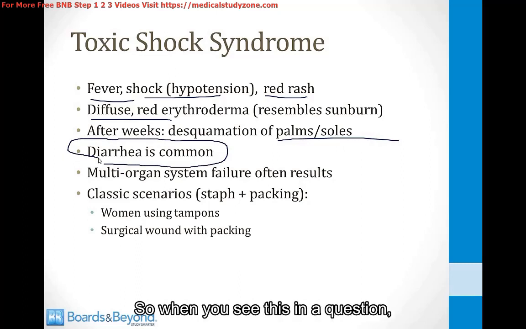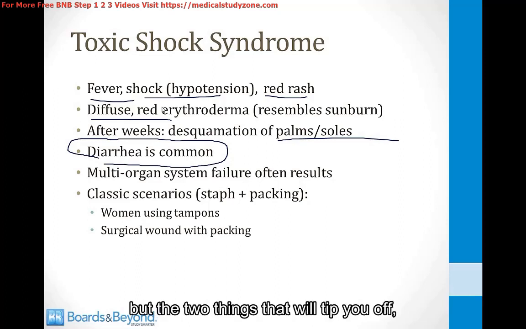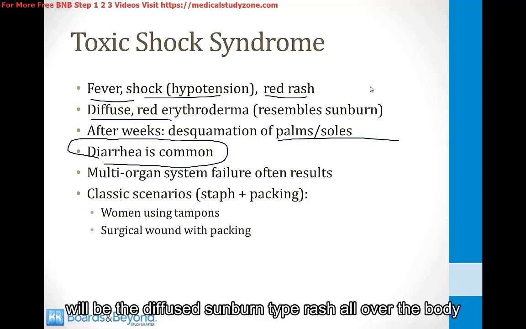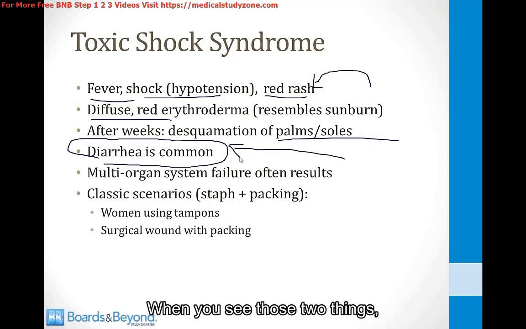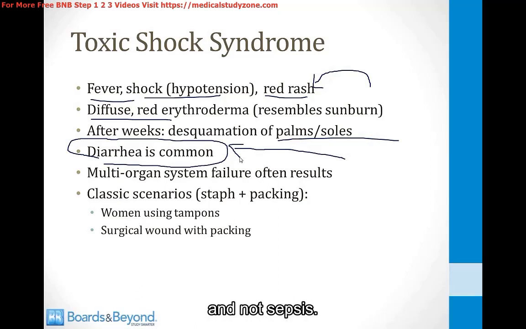So when you see this in a question, it's often going to look like someone who has sepsis. They're going to have fever and shock. But the two things that will tip you off will be the diffuse sunburn type rash all over the body and the presence of diarrhea. When you see those two things, they're probably describing toxic shock syndrome and not sepsis.